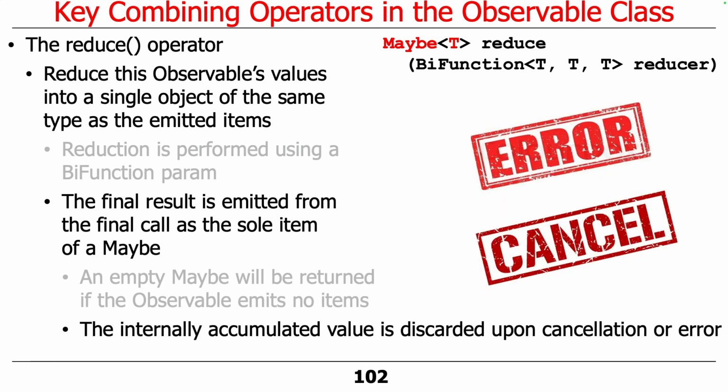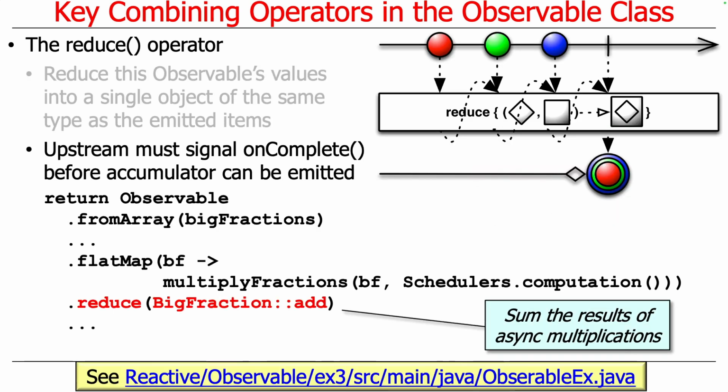The value that comes back here, if an error or cancellation occurred, is just discarded. So remember, it's doing incremental reductions, but if an error occurs, those incremental reductions are just ignored. Here's an example of how this needs to be used in practice. The upstream, whoever's supplying or emitting data into the reduce operator, must signal onComplete. Otherwise, no final value will be emitted.